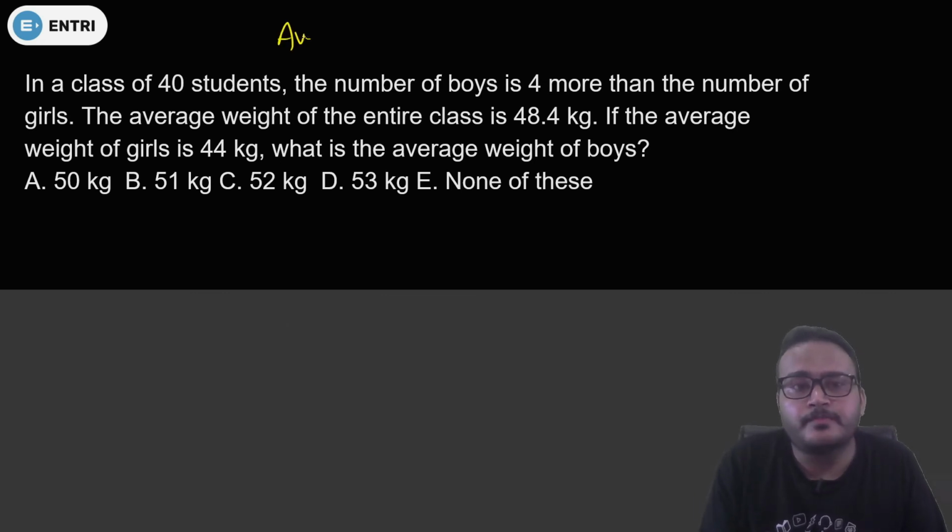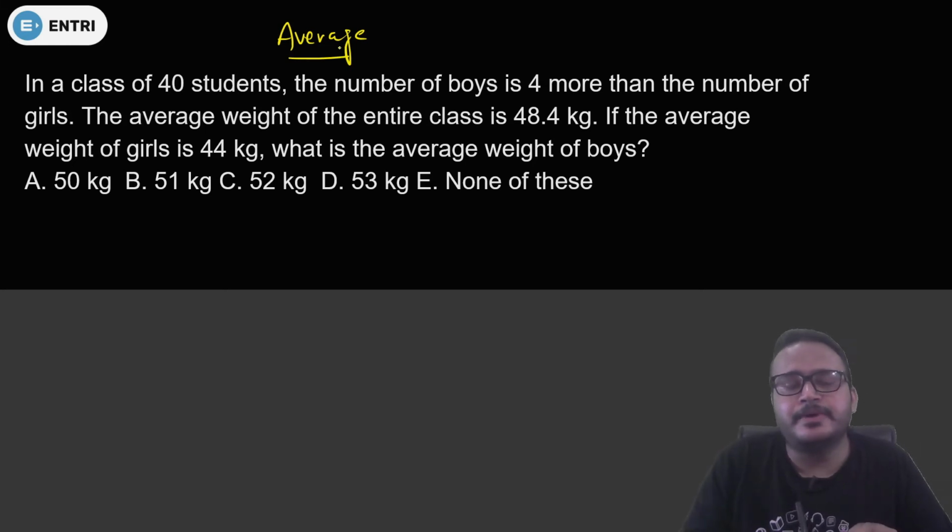Guys, this question is from average, and we all know what average is. Average is nothing but the sum of the observations divided by the total number of observations. Very simple formula. But why are such questions framed in the banking exam? Guys, you know the questions coming from average in the banking exam take some time to solve. That's why the examiner asks this type of question.